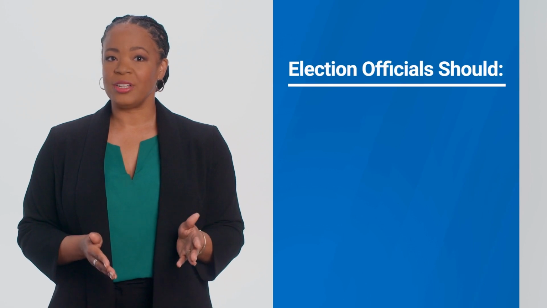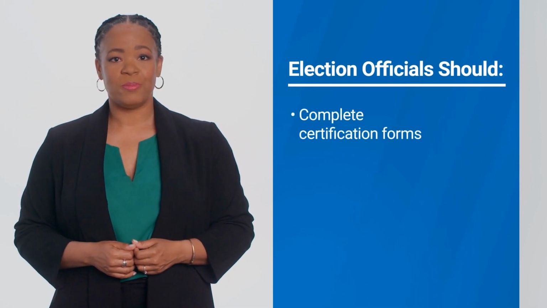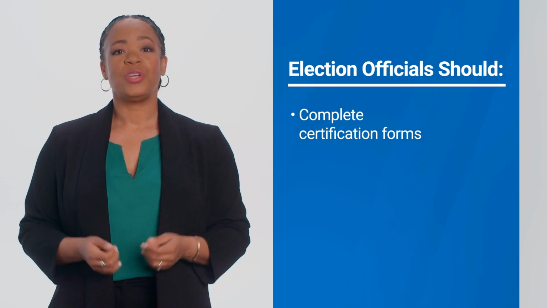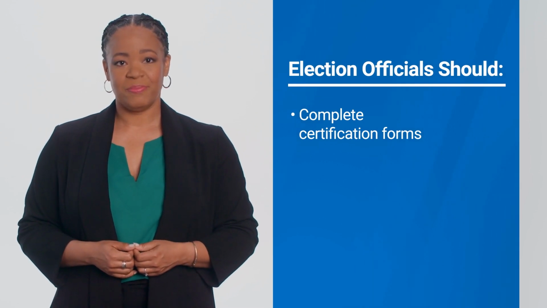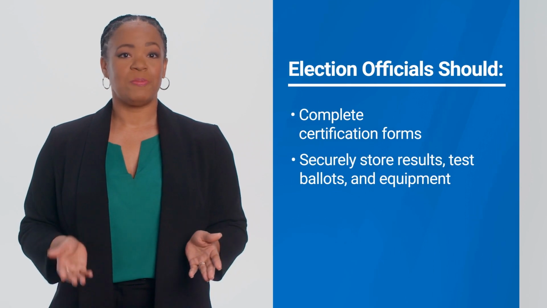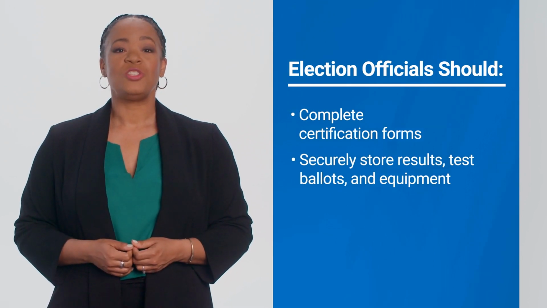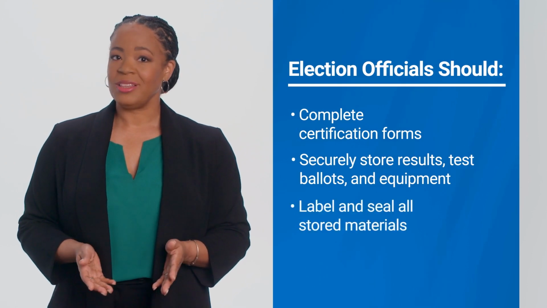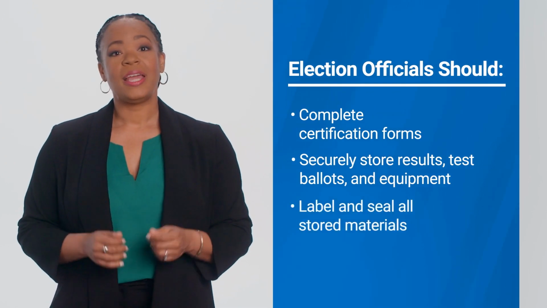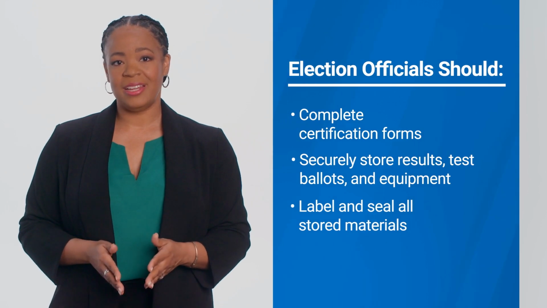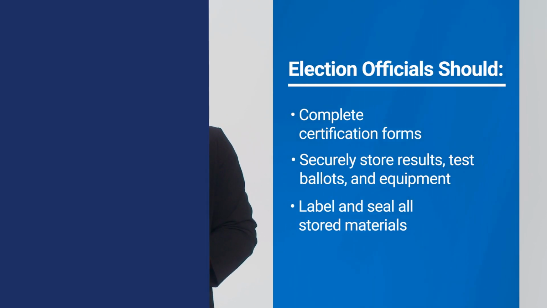When all equipment has been fully tested and determined to be functioning as required, complete certification forms or other documentation to create a final record of the test. All results, test ballots, and equipment should be securely stored, properly labeled, and sealed so that a clear chain of custody is maintained and can be verified later.